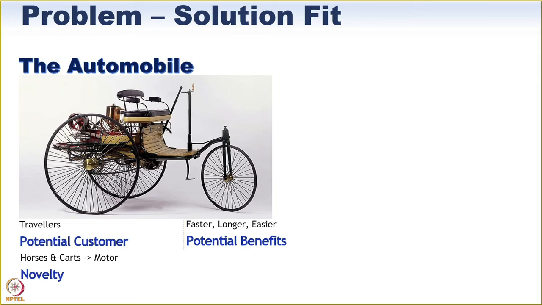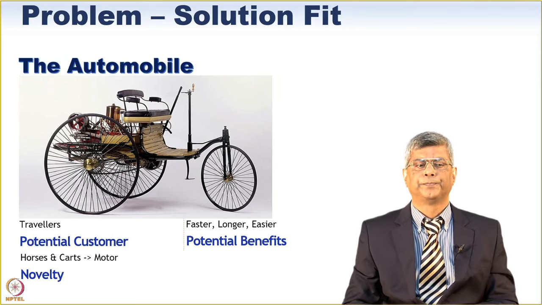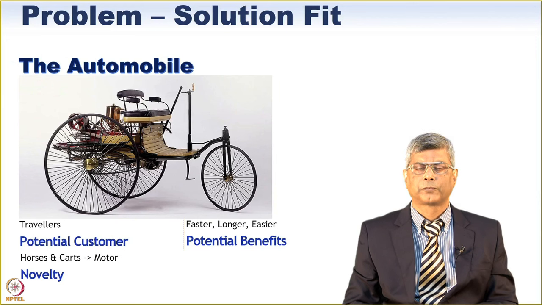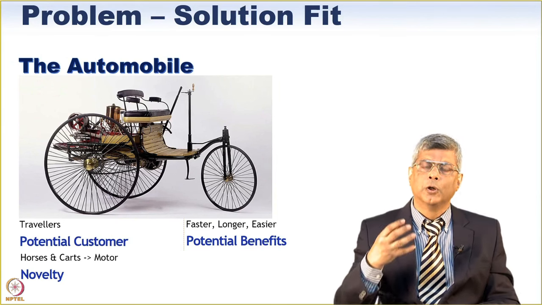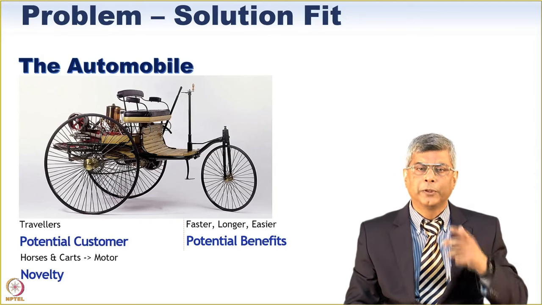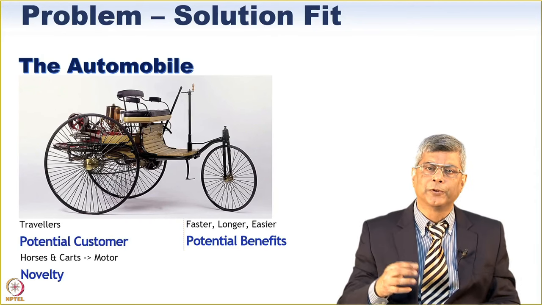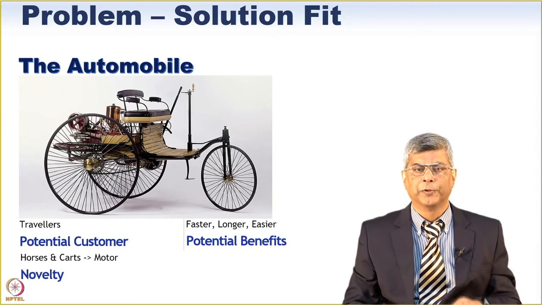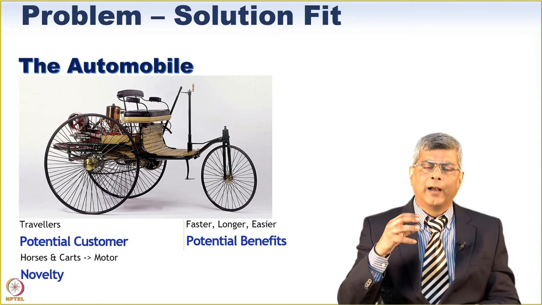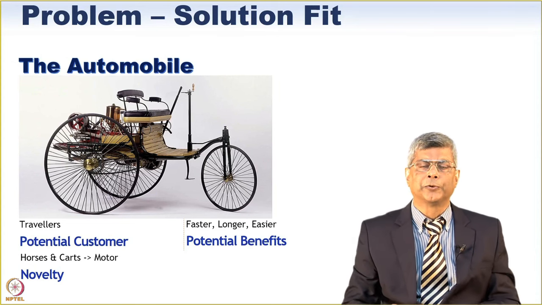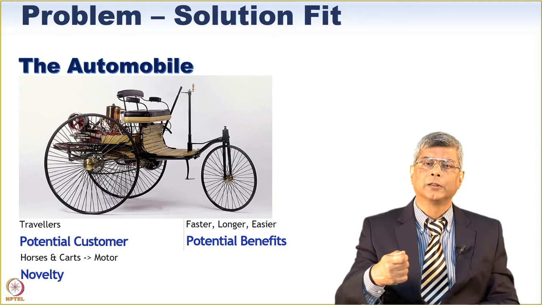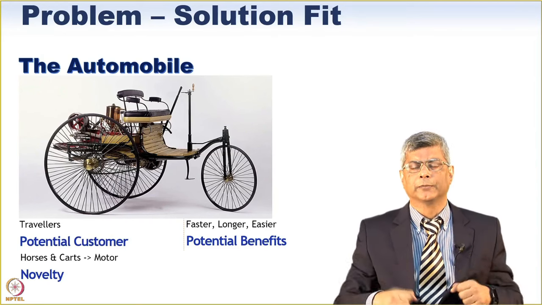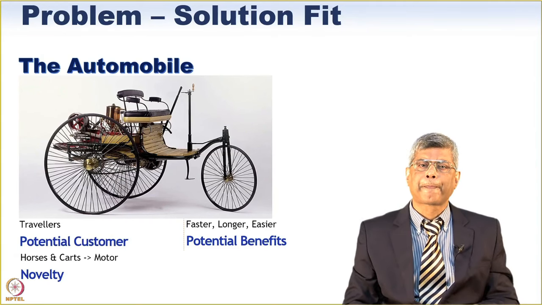About 100, 150 years back, the automobile was invented. So who was the target customer? Who was the innovation for? Who did industrialists like Henry Ford invent the automobile for? The target customers were anybody who wanted to travel, to go from point A to point B. People did travel before that. They walked, or they took a horse, or they rode on a donkey.